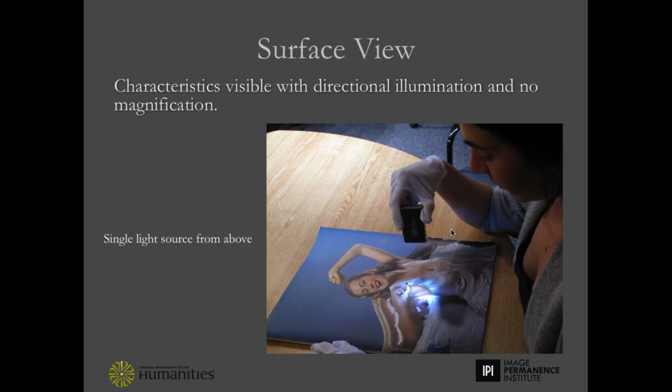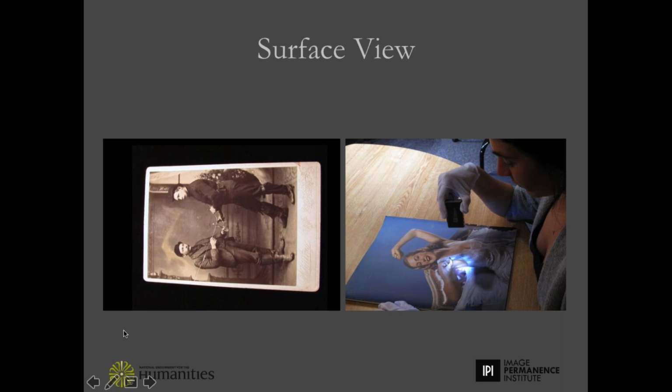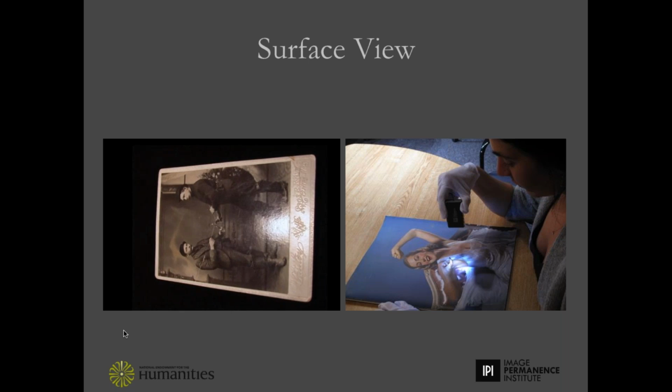All right, let's move on to the surface view. The surface view includes characteristics visible with directional illumination and no magnification. What we're really looking for here is surface sheen. There are a couple of ways to see sheen. You can pick up the print and manipulate it under light, allowing the light to rake back and forth across the print. This video from Graphics Atlas is intended to mimic that action.